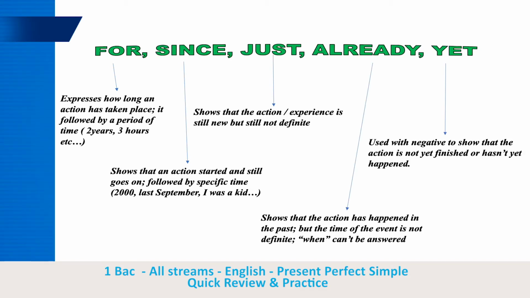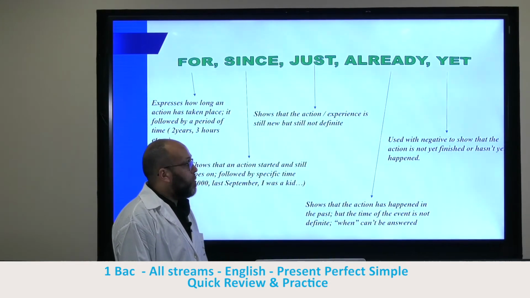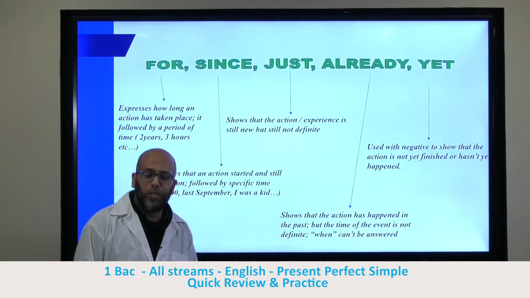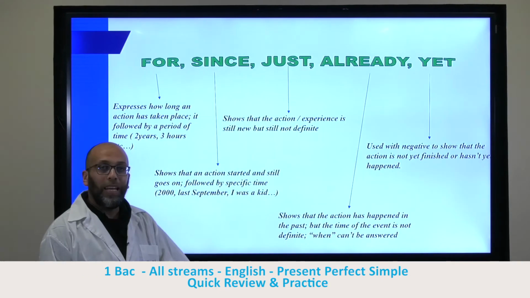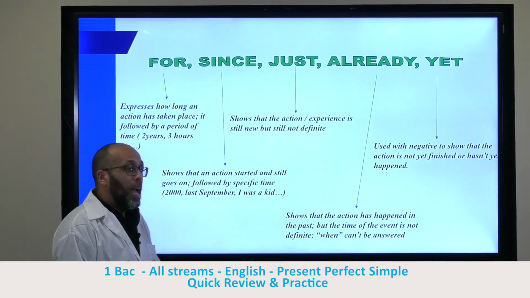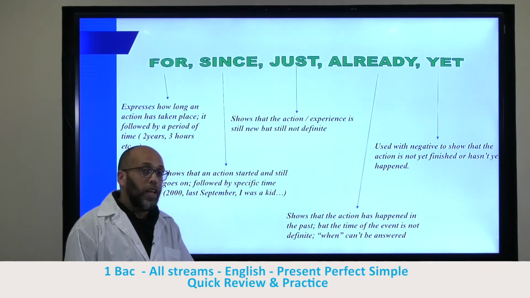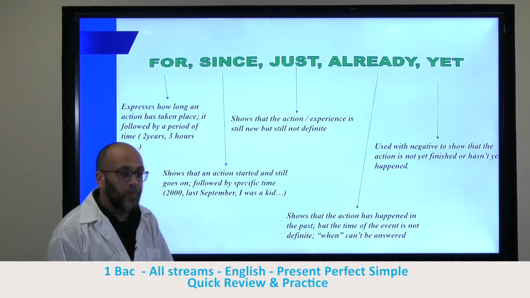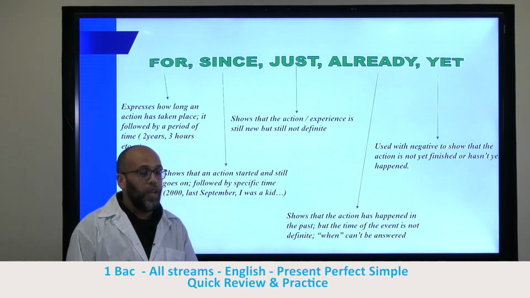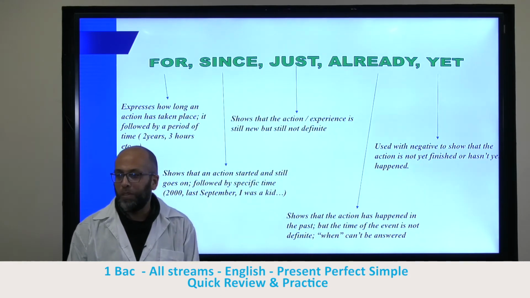Yet is used with negatives to show that an action hasn't happened yet. We are expecting it to happen. We also use it to ask a question, if you want to know if an action has happened or not yet, because you are expecting it to happen. Has my father come yet? I'm waiting for him to come. So if your father is already in the house, maybe your brother or sister may say, yes, he has already come. But if he is not at home yet, they should say, Dad hasn't come yet. We are expecting him to come in a moment.